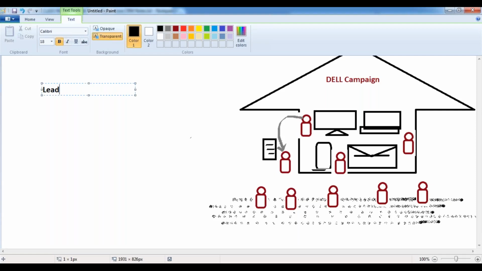A lead is a person who showed interest in the product or service. Because I visited this Dell campaign and showed interest in the Dell products, I may buy the laptop or I may not, it's a secondary thing. But I showed some interest, so I am also one of the leads. This lead is also called a prospect, a potential buyer, and a potential customer.